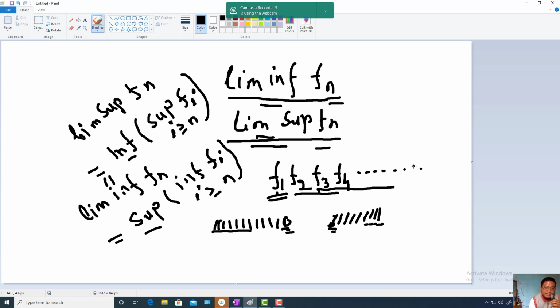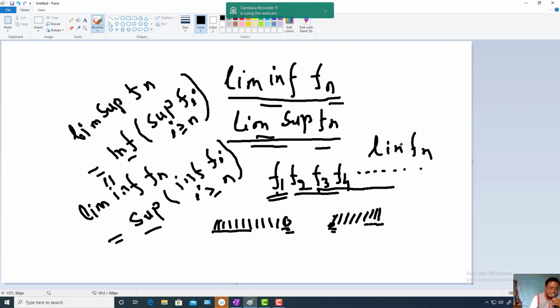And that equal value, we just call it the limit of the function, limit fn. So we drop the limit infimum and supremum here. The equal value we call just the limit of the sequence of functions. So this is the idea of limit supremum and limit infimum, for finite cases and for infinite cases also.